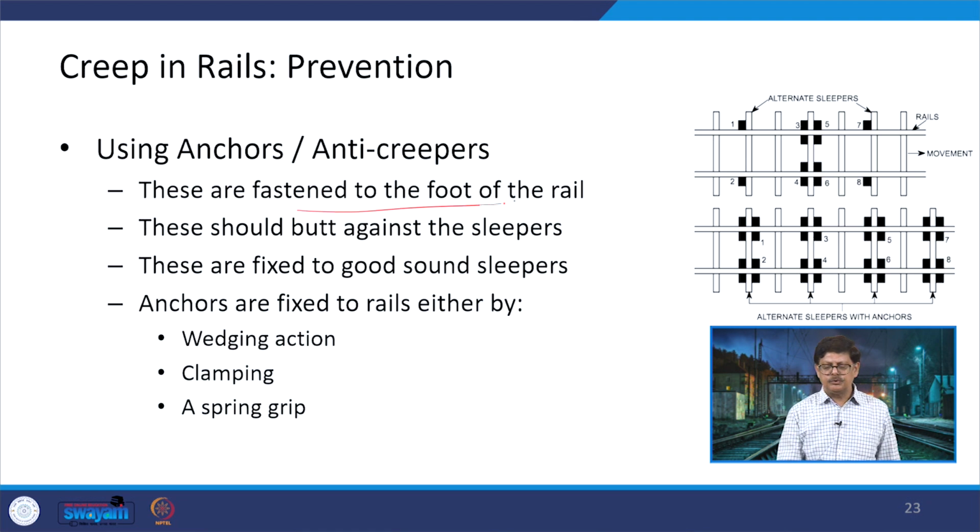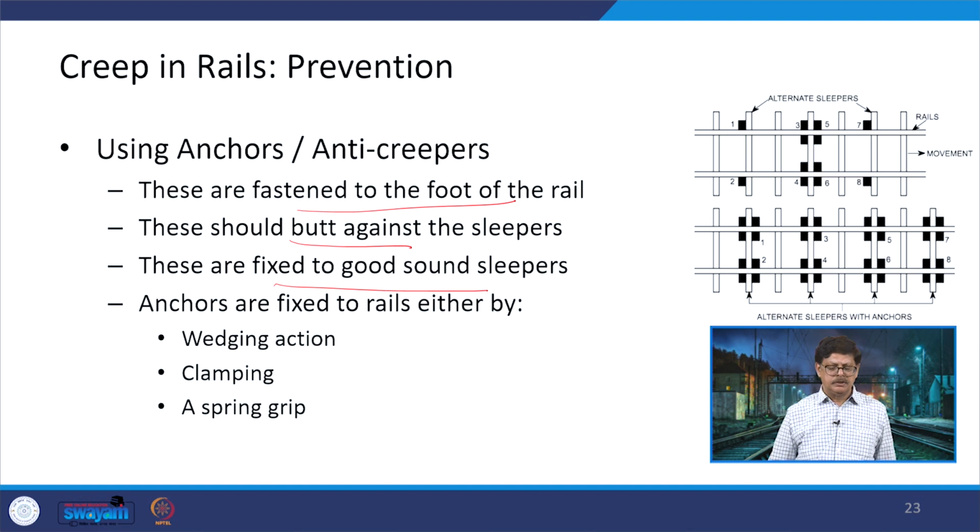When these are fastened to the foot of the rail, they should butt against the sleeper, then only the load will be transferred. These are fixed to good quality sleepers. If worn sleepers are there, they will not be effective, they will not give you the results.